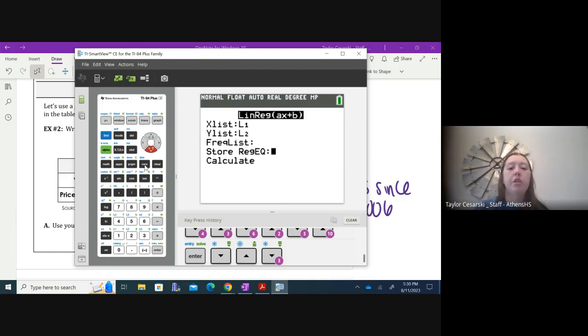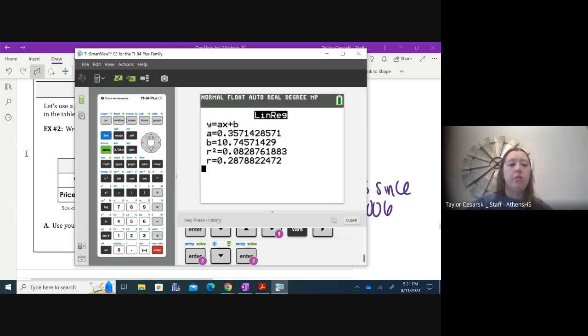So what I'm going to do is hit vars. I'm going to scroll to the right where it says Y vars, enter, enter. What that's going to do is produce this linear regression, this line of best fit, and then it's going to store that equation with all the decimals into your y equals, your Y1 there.